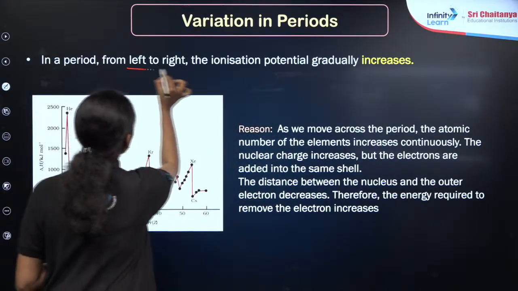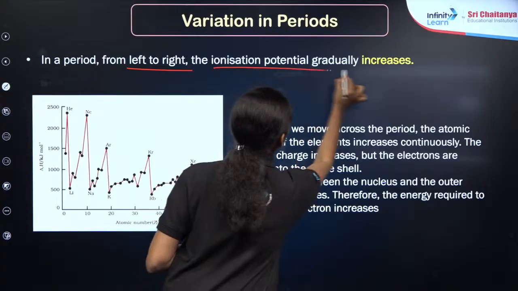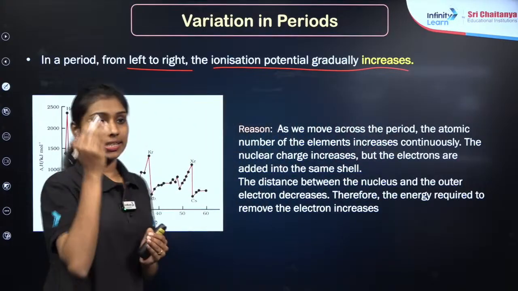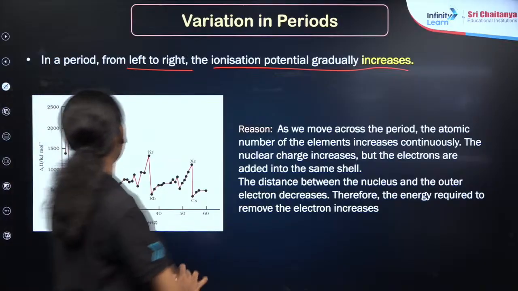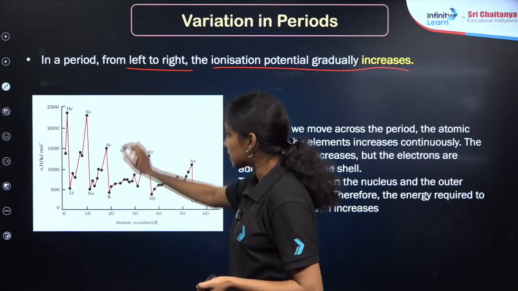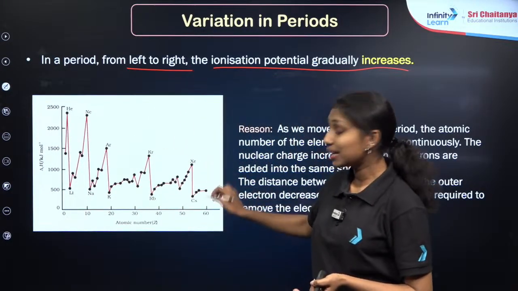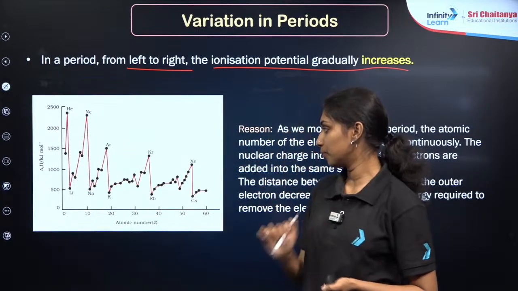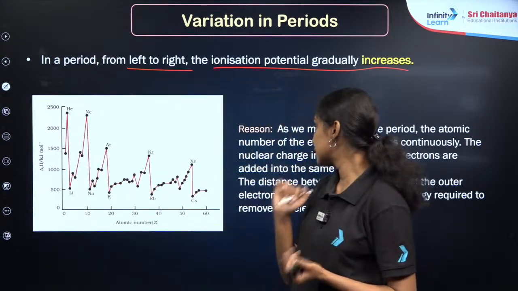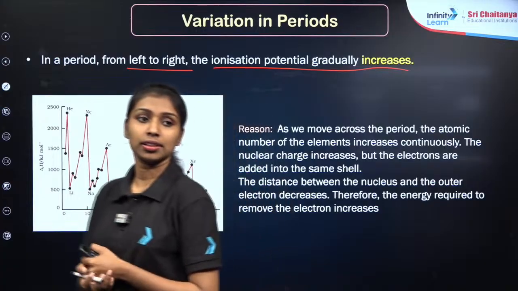From left to right in a period, ionization potential or energy gradually increases, right? Yes, gradually increases. As you can see here in this particular graph, the energy always increases, right? There will be a gradual increase of the energy from left to right in a period. What will be the reason?